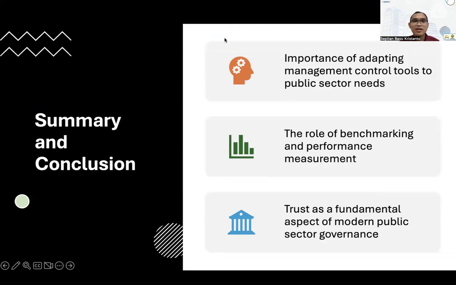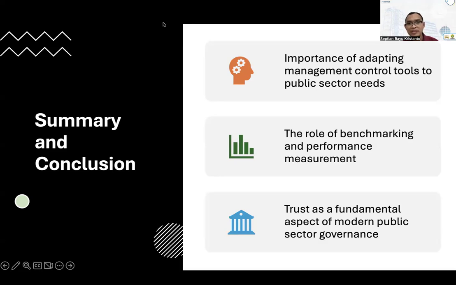So at the end of the session, we can take a summary. Overall, we have three points about management controls in public sector accounting. Number one is the importance of adapting how management controls to the public sector's needs. So our focus is the public sector's needs, or customer satisfaction, or our citizen satisfaction.